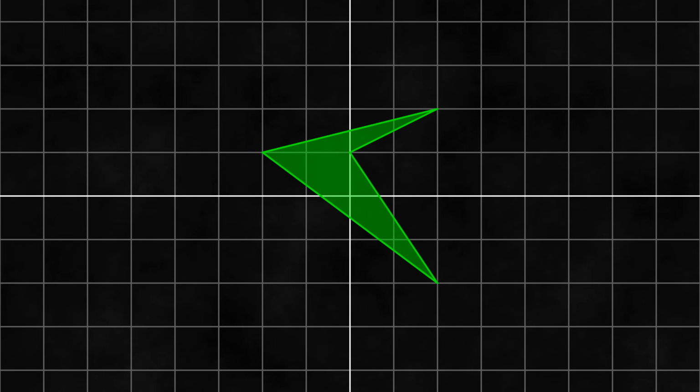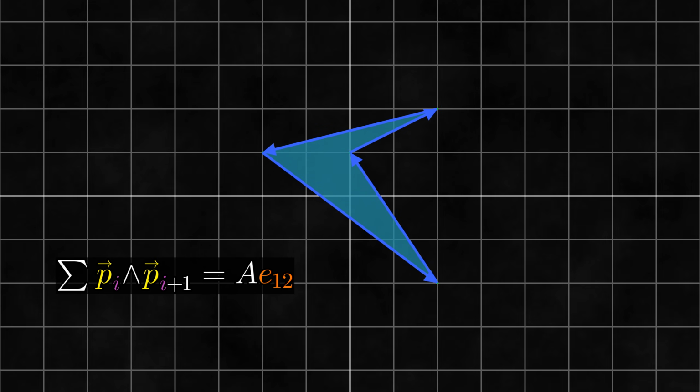For similar reasons, this algorithm works with concave polygons as well. Even though some of the bivector parts end up including regions that are outside of the polygon, they always cancel with other bivectors. In general, no matter what the polygon looks like and where the origin is, this same formula works to produce the area.